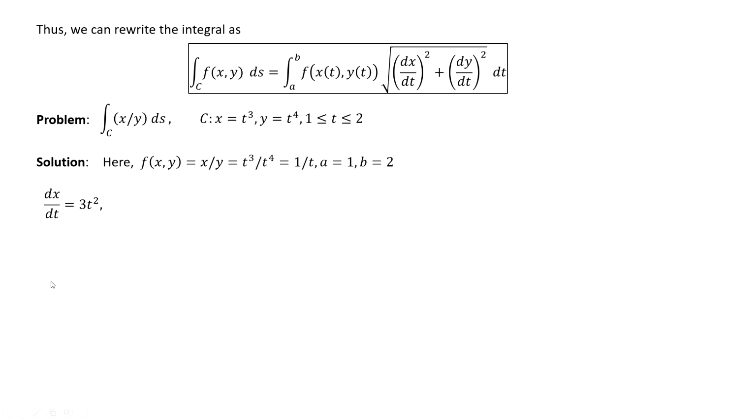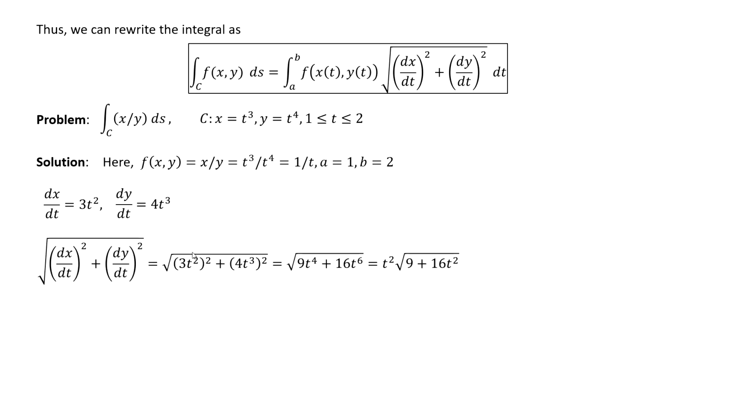Given x equals t cubed, dx/dt is clearly 3t squared. y equals t to the 4 means dy/dt is 4t cubed, right? Okay, that's what I said here. Now, let's figure out that big long thing.